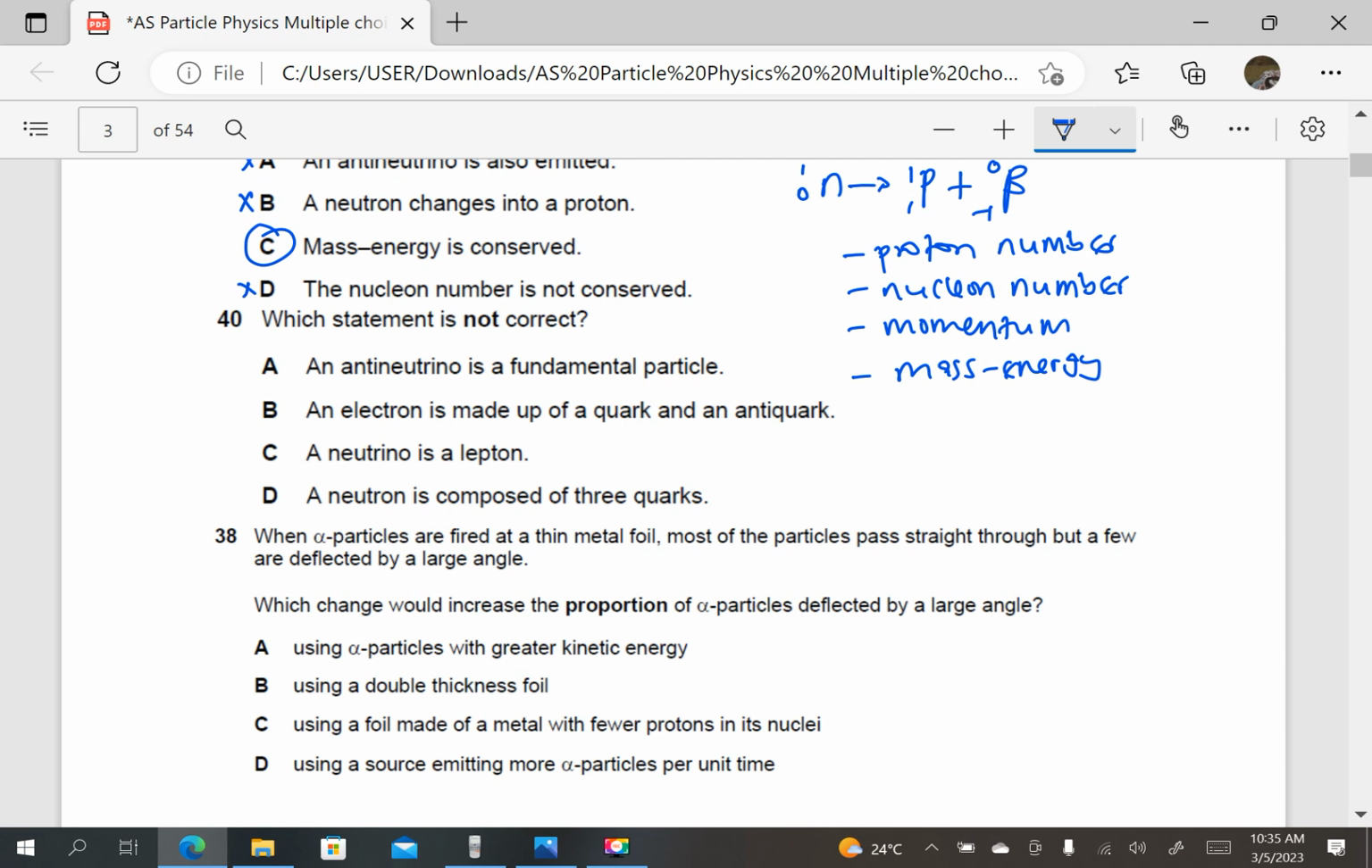Which statement is not correct? An antineutrino is a fundamental particle, that is true. An electron is made up of a quark and an antiquark, that is not true. A neutrino is a lepton, that is true. A neutron is composed of 3 quarks, that is true. So the answer here is B, not correct.